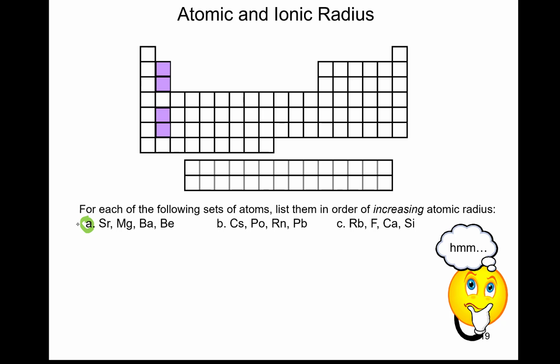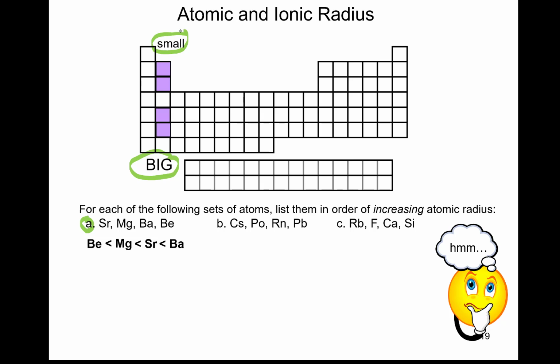So we know that as we go down a group, we already said that the atomic radius increases. So at the bottom of your group, you have a bigger atomic radius than any element above it in that group. These elements are all in the same group. So the smallest one is the one on the top, which is beryllium. Then below that, look at your periodic table, is magnesium, then strontium, then barium.